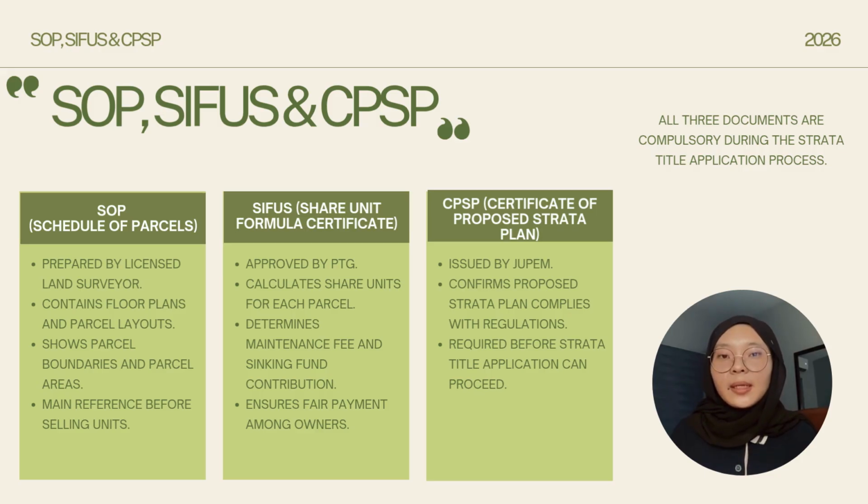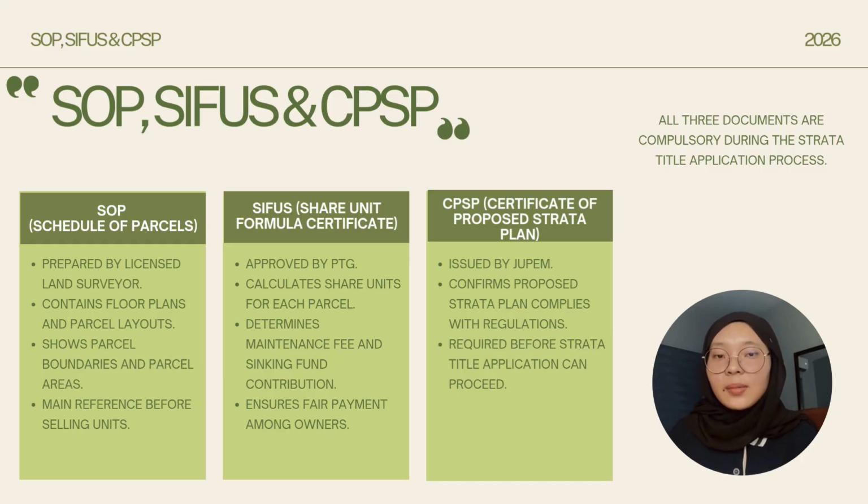It is prepared by the licensed land surveyor and contains important information such as the floor plan, parcel boundaries, and parcel layout. This document acts as the main reference for any units before they are sold. The second document is SIFUS, which stands for Share Unit Formula Certificate.